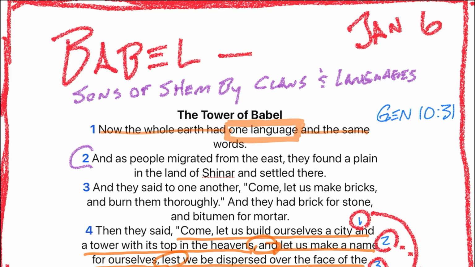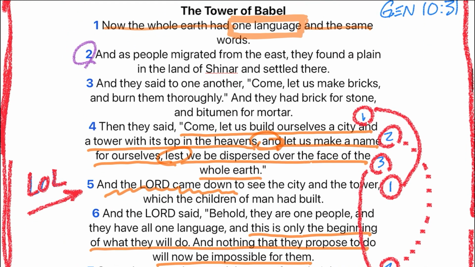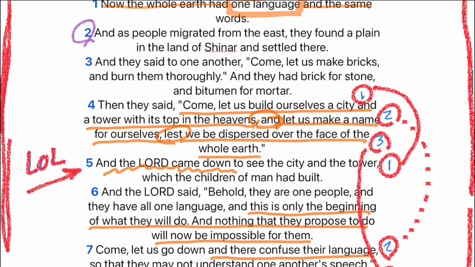And it says here in verse 2, "And as the people migrated from the east, they found a plain in the land of Shinar, and they settled there. And they said to one another, 'Come, let us make bricks and burn them thoroughly.' And they had bricks for stone and bitumen for mortar. And they said, 'Come, let us build ourselves a city and a tower with its top in the heavens. And let us make a name for ourselves, lest we be dispersed over the face of the whole earth.'"